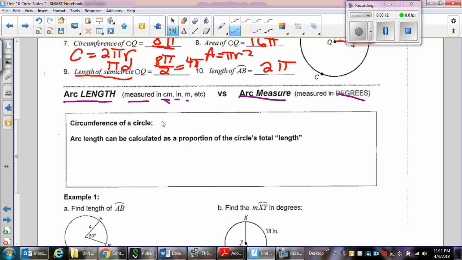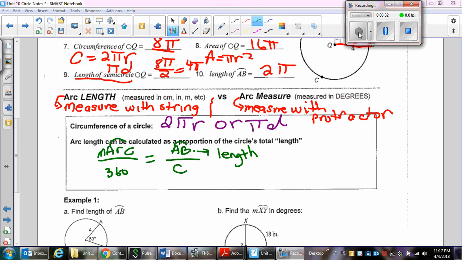So the formula, as we just said, is circumference of a circle is 2 pi r, right? Or I can use pi d. That is the circumference of a circle. When I'm trying to find an arc length, all right, so I just wrote down a couple of things just to make sure you guys have it.